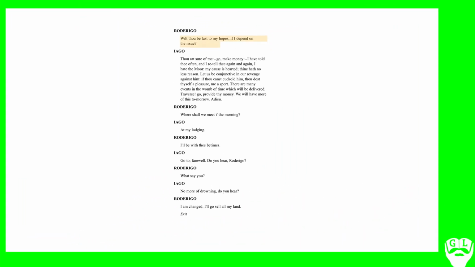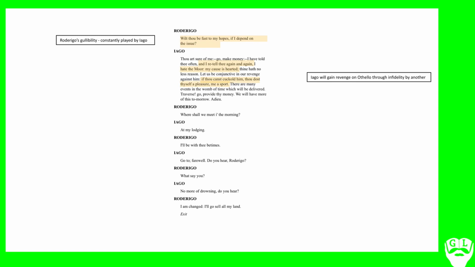And Roderigo then asks, wilt thou not be false to my hopes if I depend on the issue? Roderigo's gullibility is constantly played here by Iago. He believes fully in him, and Iago says, thou art sure of me, go make money, and I have told thee often, and I retell thee again and again, I hate them all. My cause is hearted. If thou canst cuckold him, thou dost thyself a pleasure, me a sport. Notice how Iago will gain revenge on Othello through this idea of infidelity from another person. But my cause is hearted, and I'd argue that Iago has many reasons why he has this cause. He never makes it entirely clear, but it's important to mention.